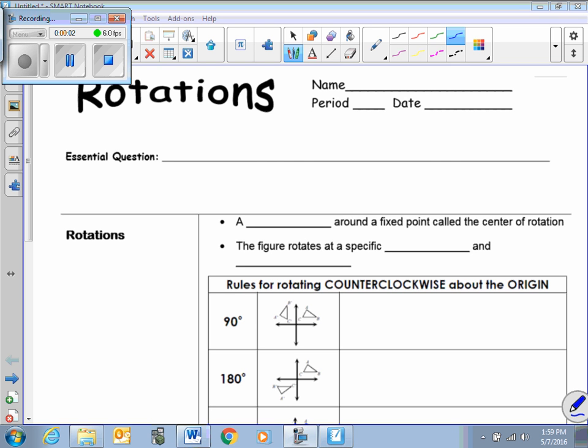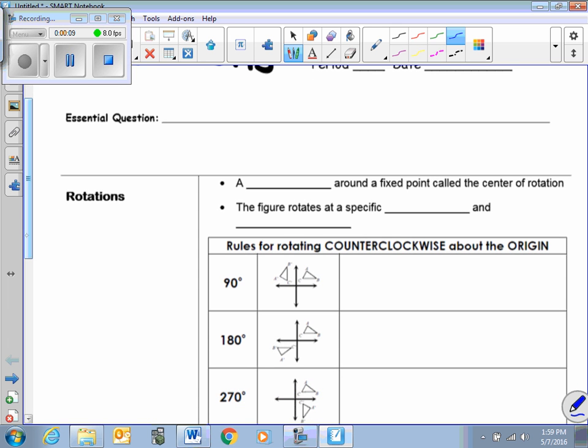Lesson number 2 in our unit on transformations is going to be on rotations. So let's start with our definition. What is a rotation? Well, a rotation turns a figure around a fixed point called the center of rotation. The figure rotates at a specific angle and direction.